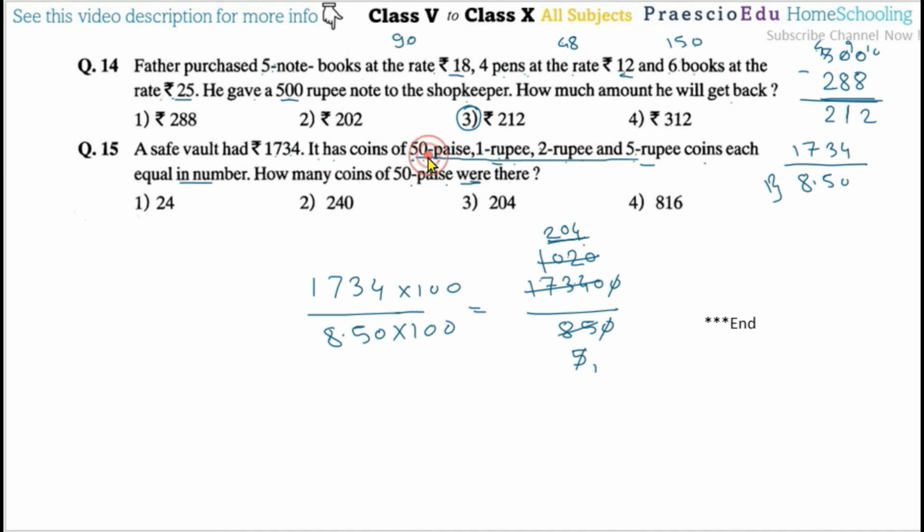Now each coin, this 50 paise also has a quantity of 204, 1 rupee also has the same quantity, 2 rupee also the same quantity, and 5 rupee coins also the same quantity, because we have added all of these, and it is mentioned that they are equal in number. So that's why after these additions we are getting rupees 8 and 50 paise, and when we divide the total by this, we are getting 204, each one also having 204. So this is given in option number 3.